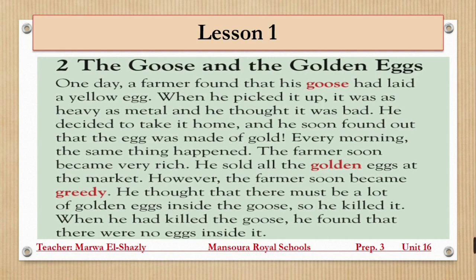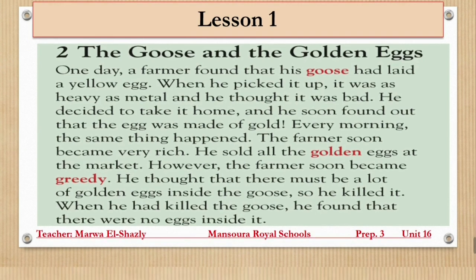He sold all the golden eggs at the market. However, the farmer soon became greedy. He thought that there must be a lot of golden eggs inside the goose. So he killed it. When he had killed the goose, he found that there were no eggs inside it.